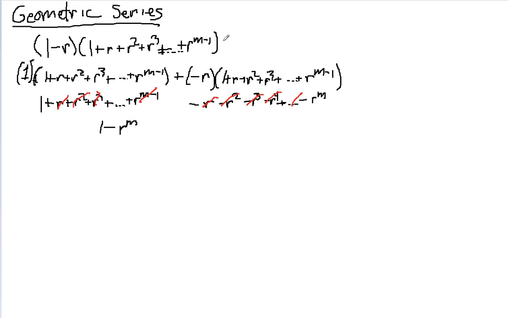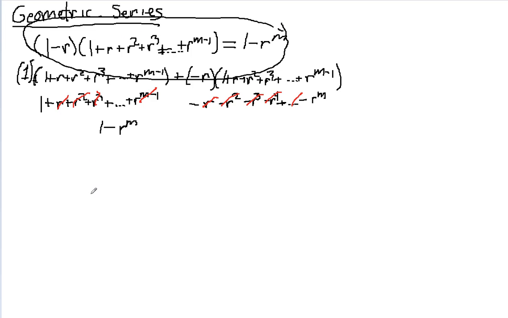So this is equal to 1 minus r to the m, just by doing some distributive law stuff. And that's the foundation for geometric series. Isn't that wonderful?